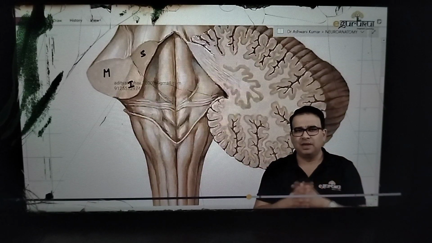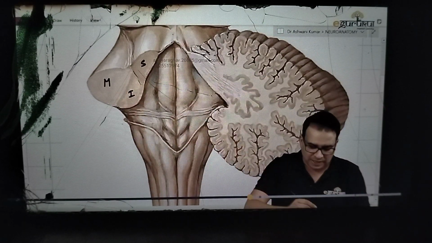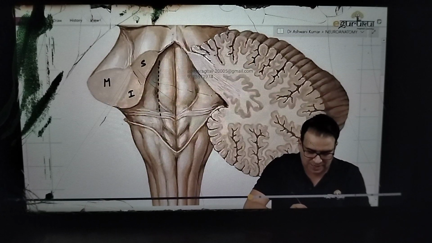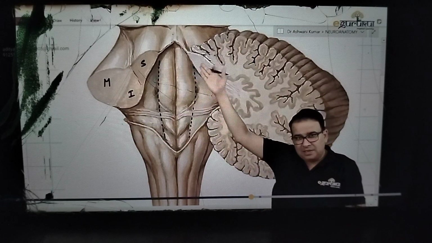I'm going to redraw everything in a schematic way. First I want you to understand it here. Then inside the fourth ventricle, in the floor of the fourth ventricle, what you'll see. Now in the floor of the fourth ventricle, this sulcus here is called the sulcus limitans, the same sulcus limitans which we said earlier, dividing the neural tube in two parts.